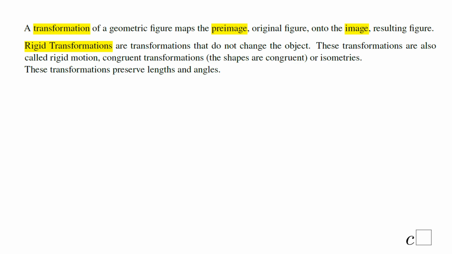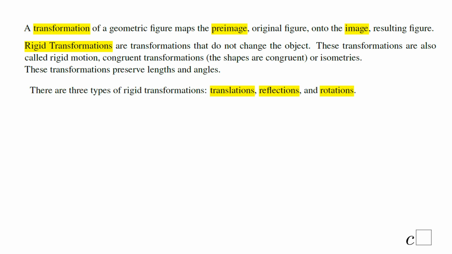And I mentioned rigid transformation. They don't change the object, they keep the shape, they don't do any change of the shape. And we can hear those names also: rigid motion, congruent transformation, because the shapes are congruent, or isometry. And this transformation preserves the length of the segment and the measure of the angles. We have three of them: translation, reflection, and rotation. We're going to see them in this lesson.